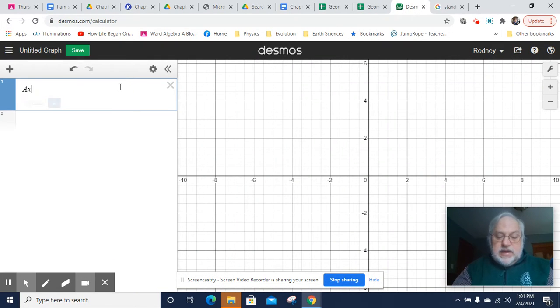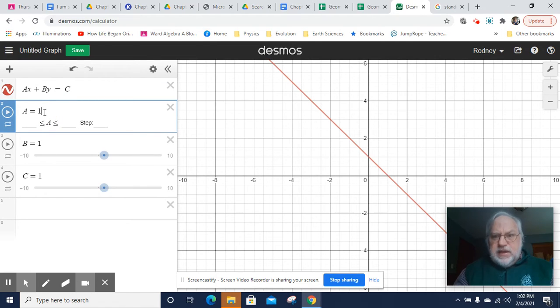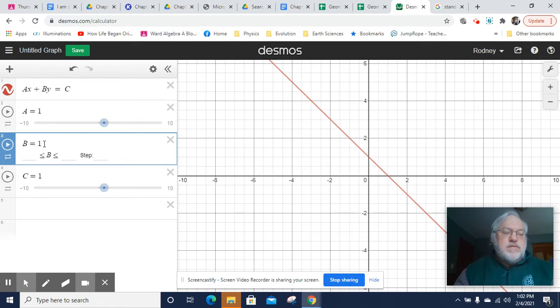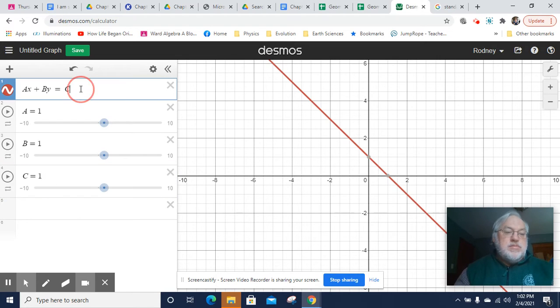If we've got AX plus BY equals C, you can actually work out some things. A should generally be non-negative, so it should be positive. B shouldn't be 0, otherwise it's a vertical line. And C can be positive or negative, or 0 if you want. Officially, A, B, and C are supposed to be integers, but this will work if they're not. So don't worry too much about that.